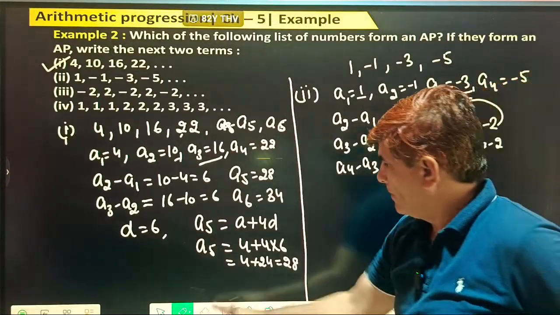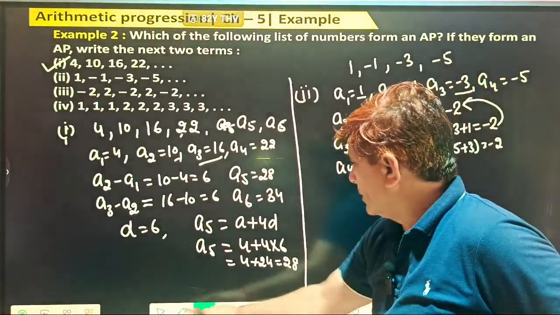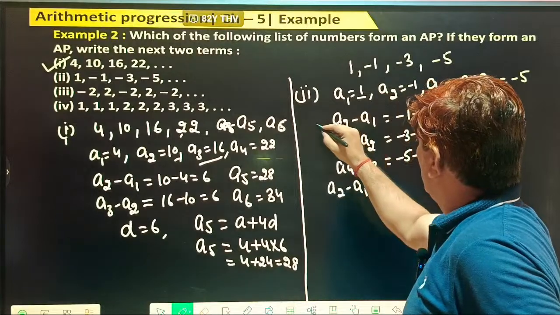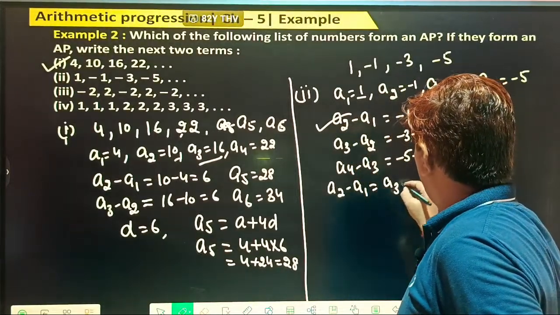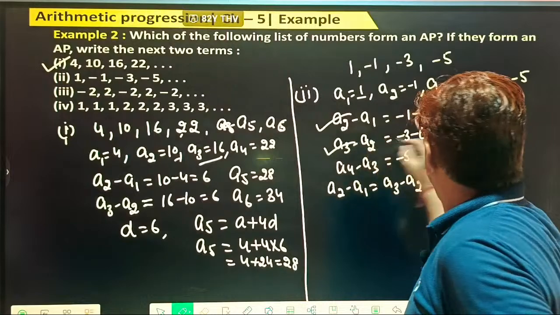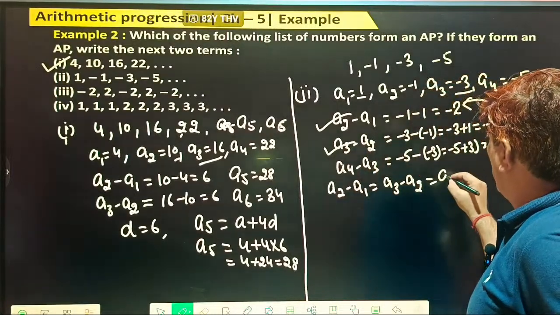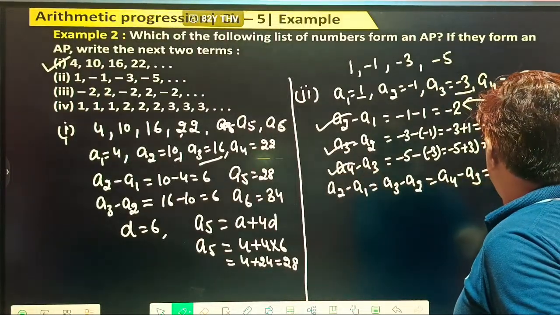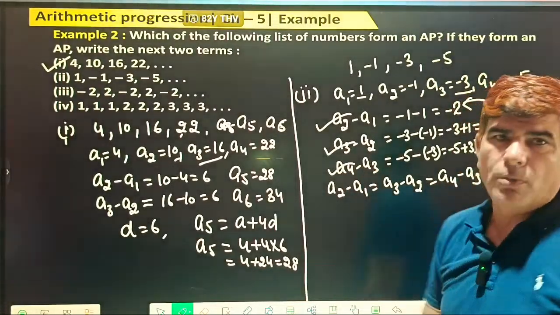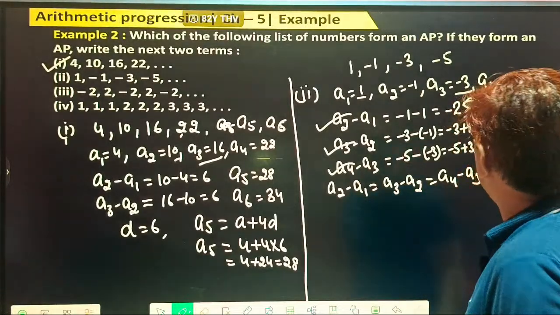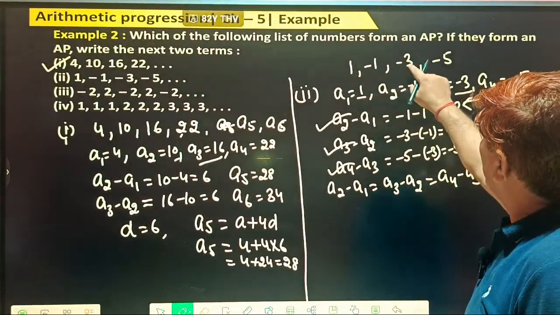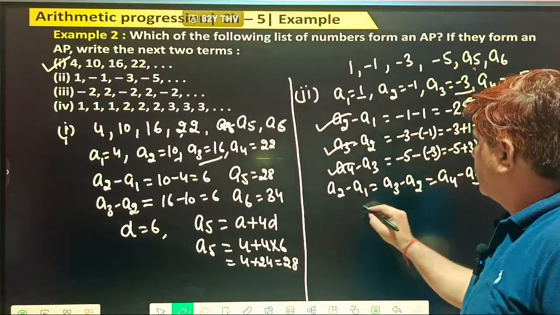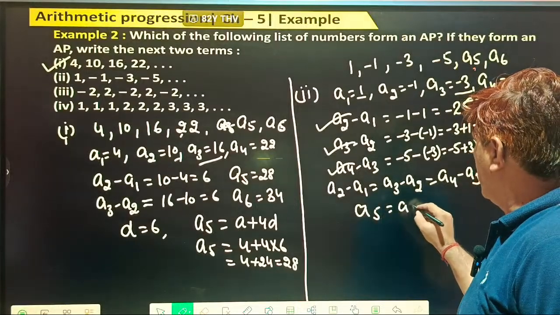So what can we say? We can say like this: A2 minus A1 is equal to A3 minus A2, here -2, and this is equal to A4 minus A3, which is equal to -2, and this is called D, the common difference. We have to find out what? A1, A2, A3, A4 are given, we have to find out A5 and A6. So A5 is equal to A4 plus D.